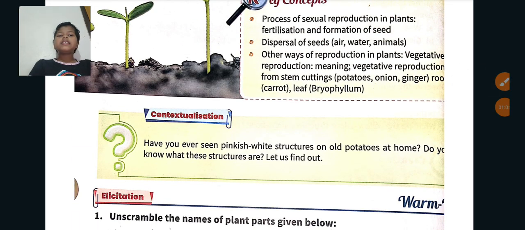First, there is an interesting question in this chapter. Let's discuss what it is. Have you ever seen a pinkish white structure on a potato or old potatoes at home? Do you know what these structures are? In this chapter, we are going to find out what these structures actually are.